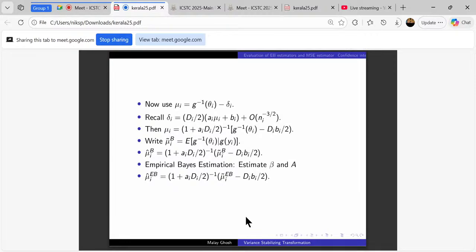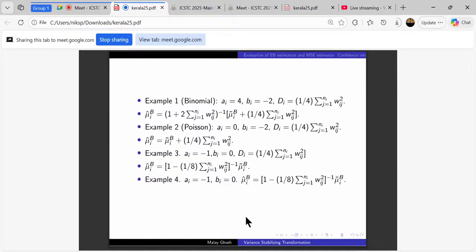And for empirical Bayes estimation, just estimate beta and A. If you go back to the original formula, beta and A, actually I wrote tau squared earlier. A is the same as tau squared. You get mu i hat EB, which is again the mu i tilde AB that we have used in the past, shifted by location and scale. Next slide, please.